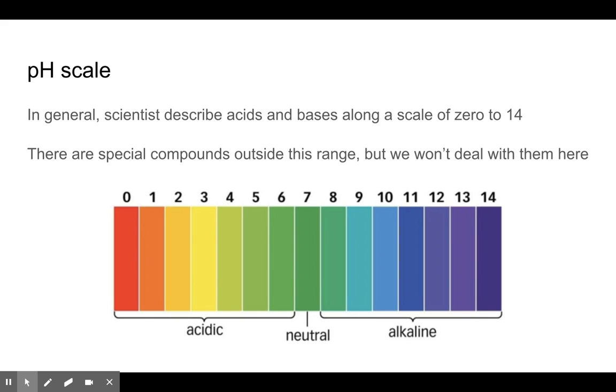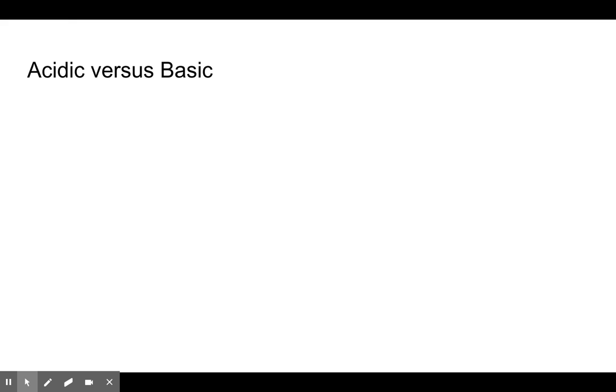So here's a picture of the scale. You'll notice it goes 0 to 14. Usually when we use something called an indicator to measure pH, it's color-coded because different compounds react and their color may change in accordance with the pH. You'll notice everything from 0 to 7 is acidic and everything from 8 to 14 is basic. And another word we use for basic is alkaline.